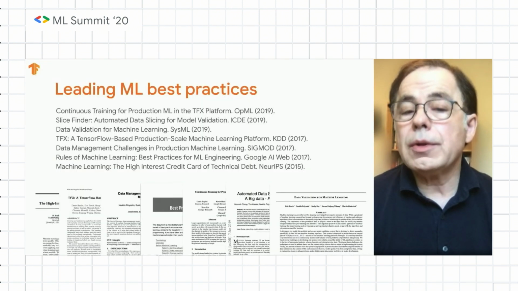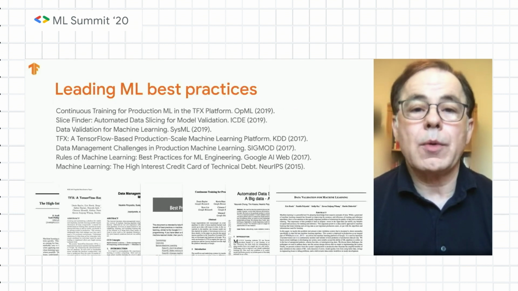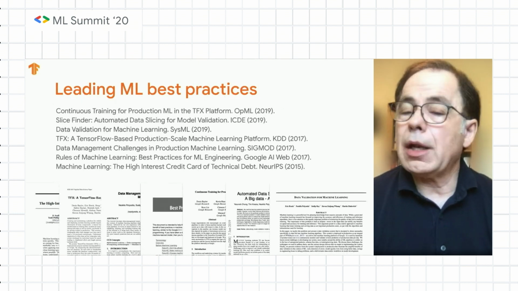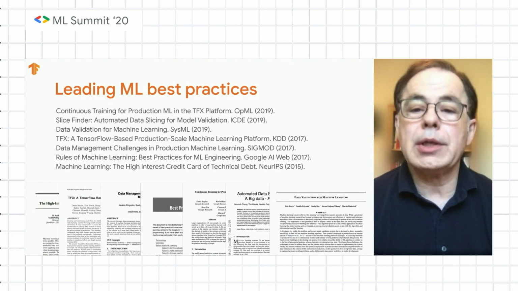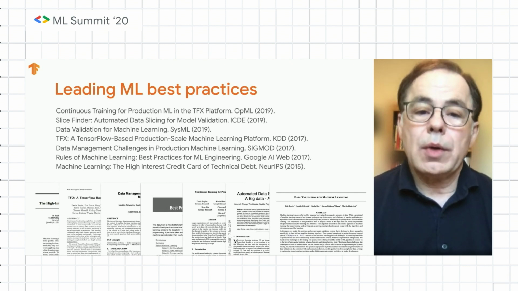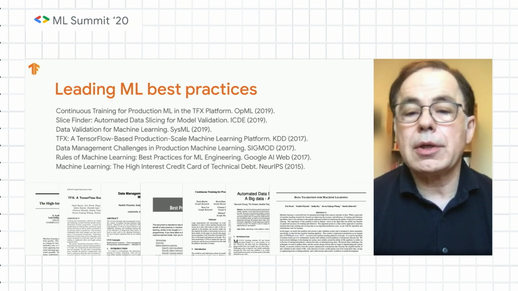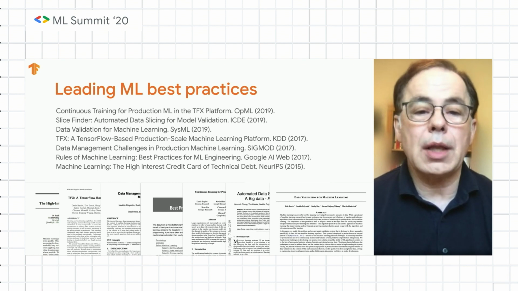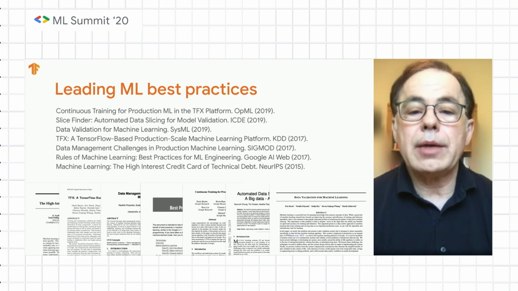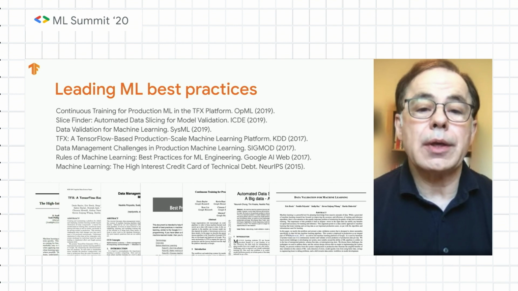So Google has been doing production ML for quite some time now. And we've done a lot of research into it and written a lot of great papers. So this is a fairly good selection. Certainly, if you read through all these, you'd know a lot about what we're doing and what the state of the art is in the industry.